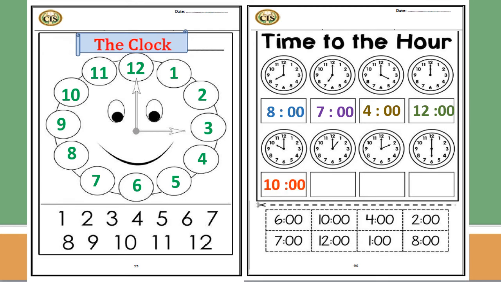Here, the short hand points to 1 and the long hand points to 12. In digital form, it means 1, 0, 0: 1 for hours, 0, 0 for minutes. Here, the short hand points to 2 and the long hand points to 12. It means 2, 0, 0. In the last clock here, the short hand points to 6 and the long hand points to 12. It means 6, 0, 0.